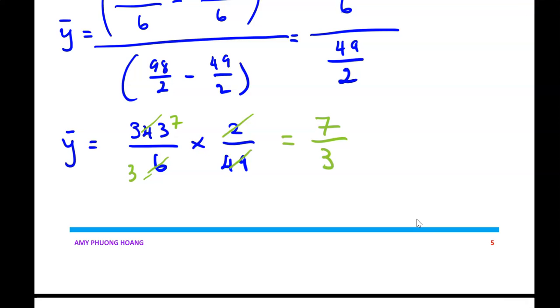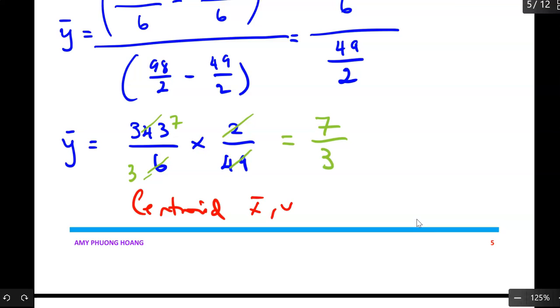Then you need to give it as a coordinate. So the centroid, it's rotating about the y-axis, so your x bar should be equal to 0. So it should be 0, and then 7 over 3 as the answer.